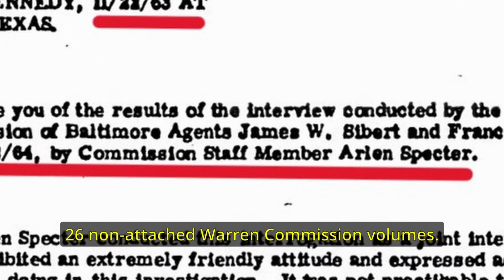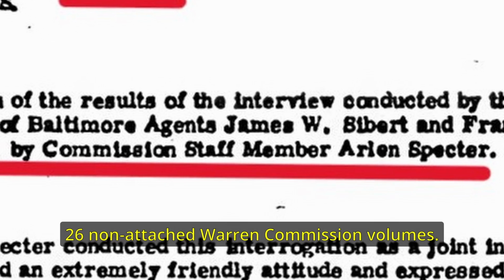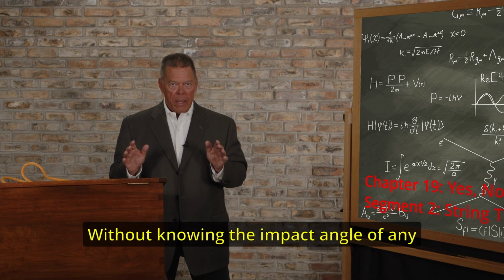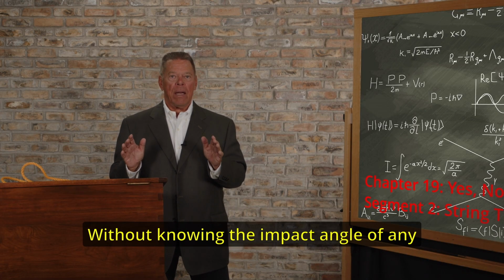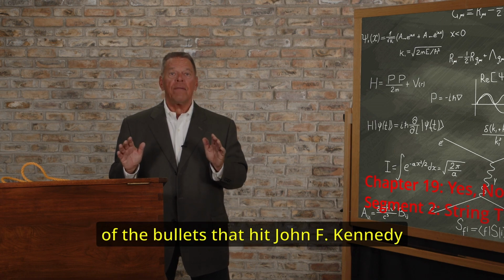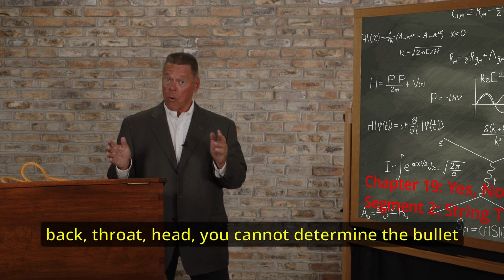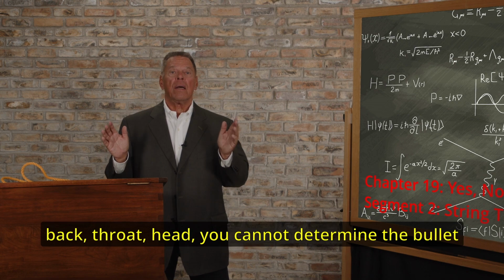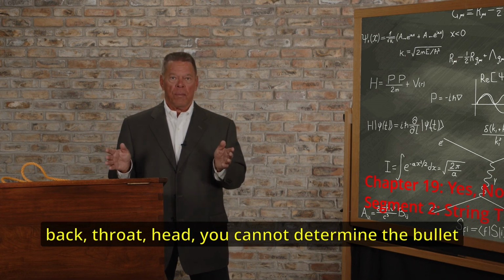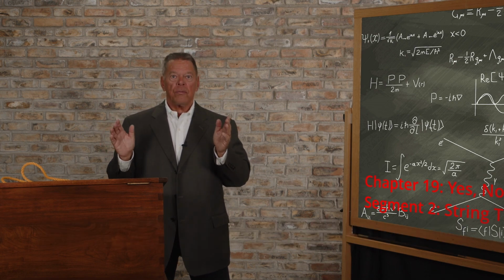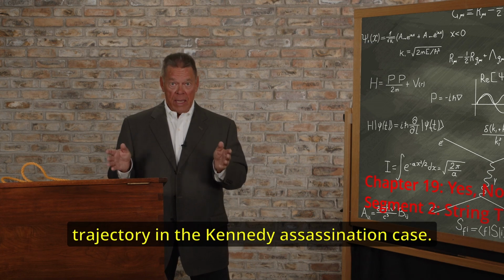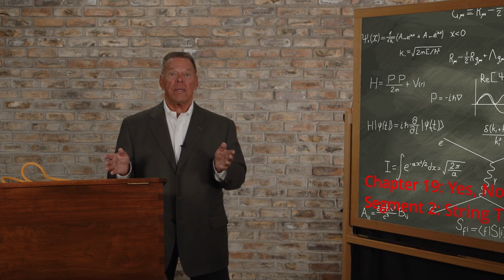non-attached Warren Commission volumes. Without knowing the impact angle of any of the bullets that hit John F. Kennedy, back, throat, head, you cannot determine the bullet trajectory in the Kennedy assassination case.